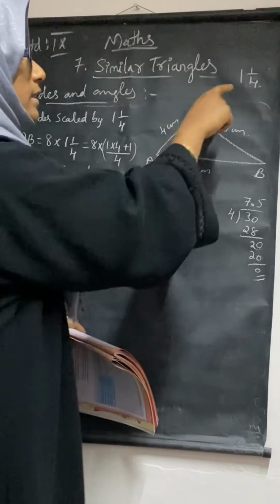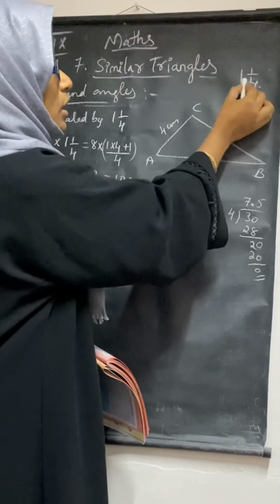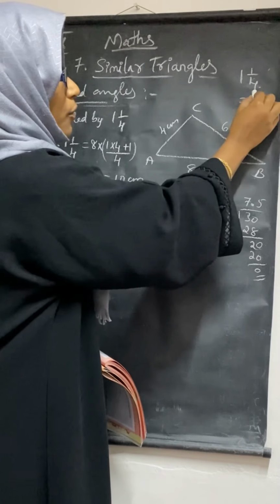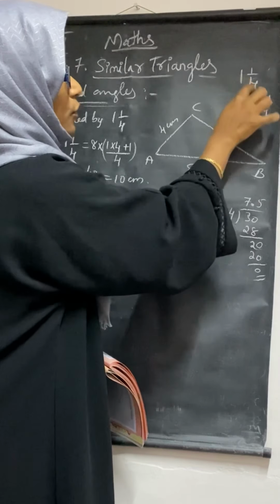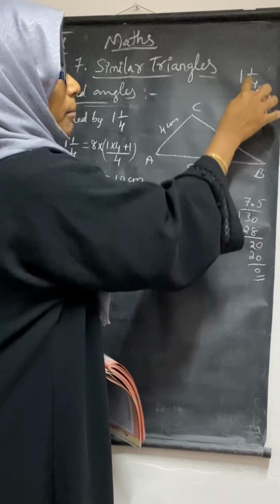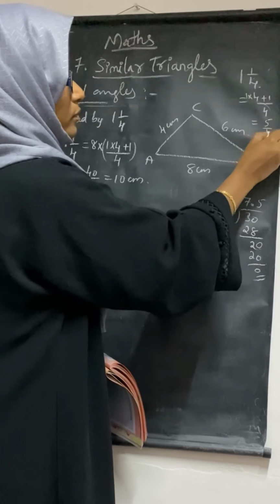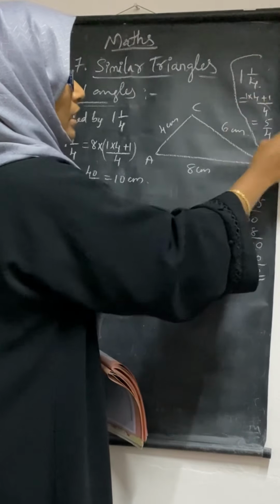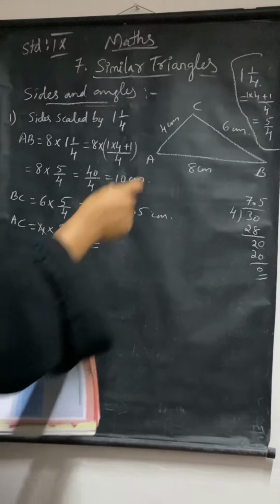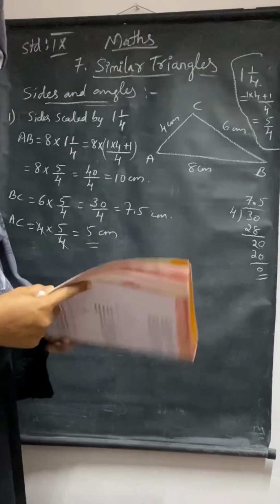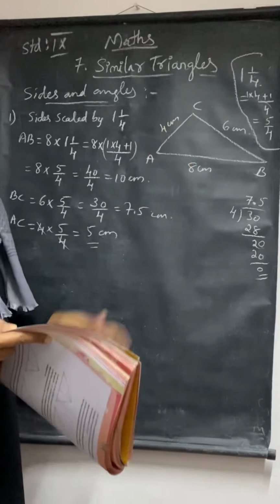But here, sides are scaled by 1 by 4. When you do the calculation, 1 into 4 plus 1 by 4, that is 4 ones are 4 plus 1, 5 by 4. So this much is what the sides are scaled by. That is the calculation. Before drawing, you have to do all the calculation: what AB will be, what BC is, and what AC we are getting.